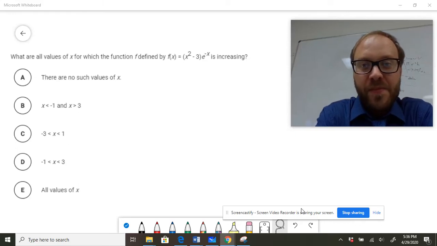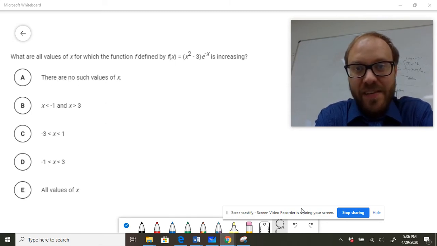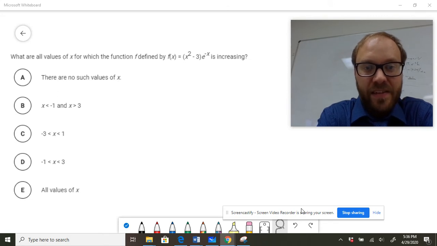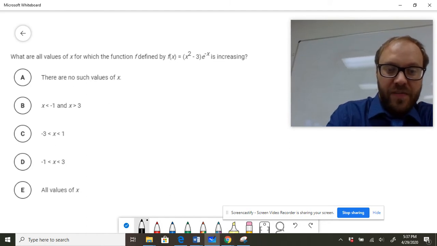One of the most common types of questions on the free response and the multiple choice part of the AP exam are problems involving maximums, minimums, increases, decreases, concavity, that sort of thing. So here we've got a question asking where a function is increasing. Remember, a function is increasing when the derivative is greater than zero.